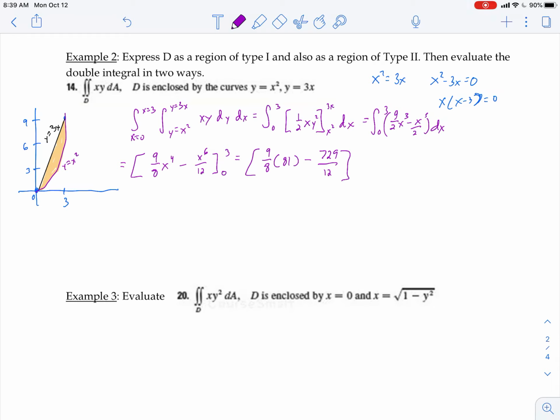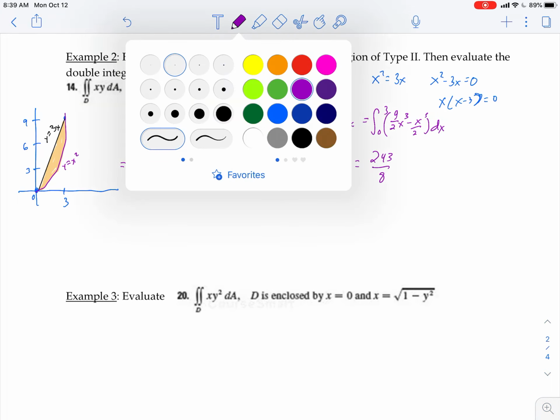And so, let me get that negative out. And so I have 9/8 times 81 minus 729 over 12. It's going to reduce to 243 over 8. All right, now we're done. Well, we're not done, because now we're going to show you the other method as well, and we're going to go the other way.